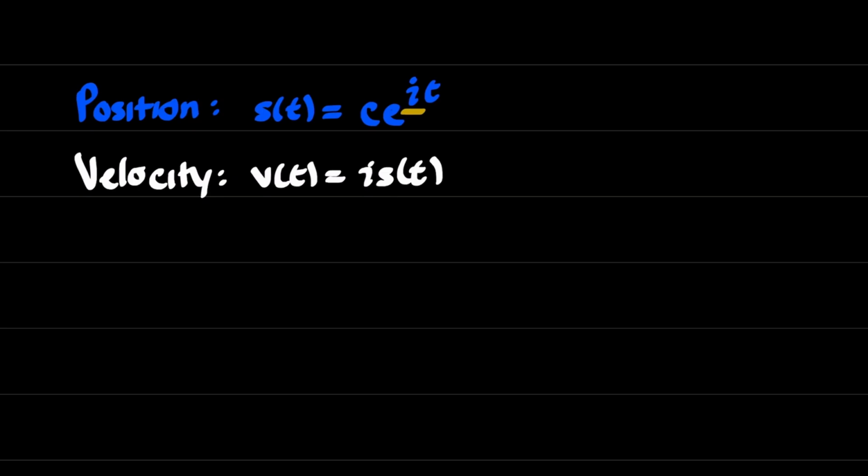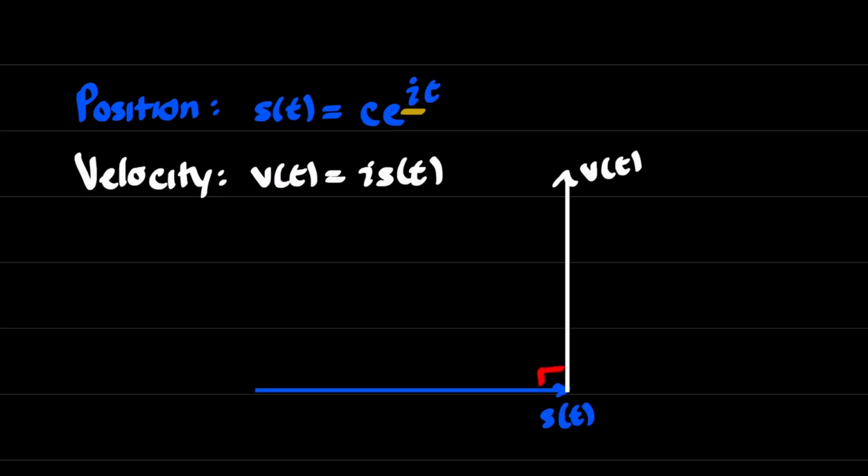Awesome. Now if we represent this with vectors, with s of t and v of t being perpendicular to each other, a very specific type of motion pops out.